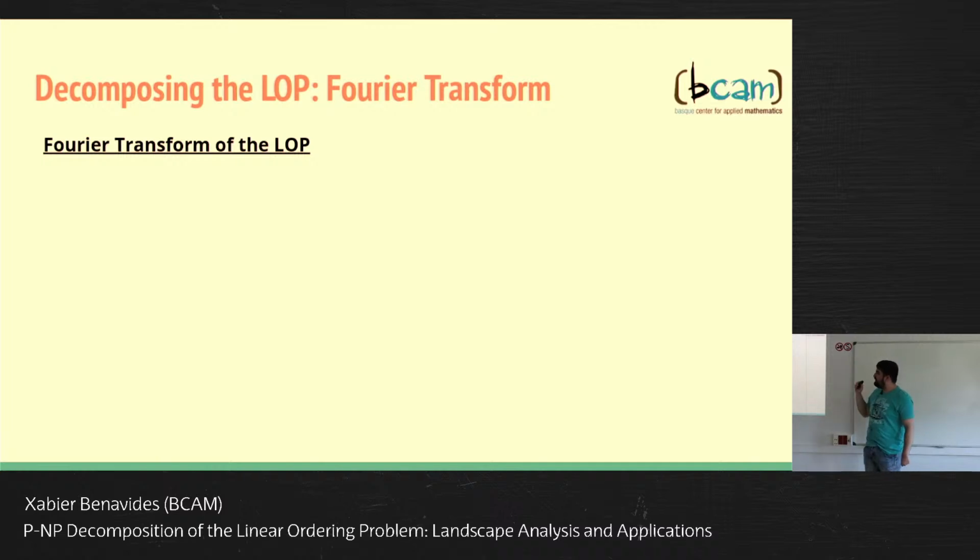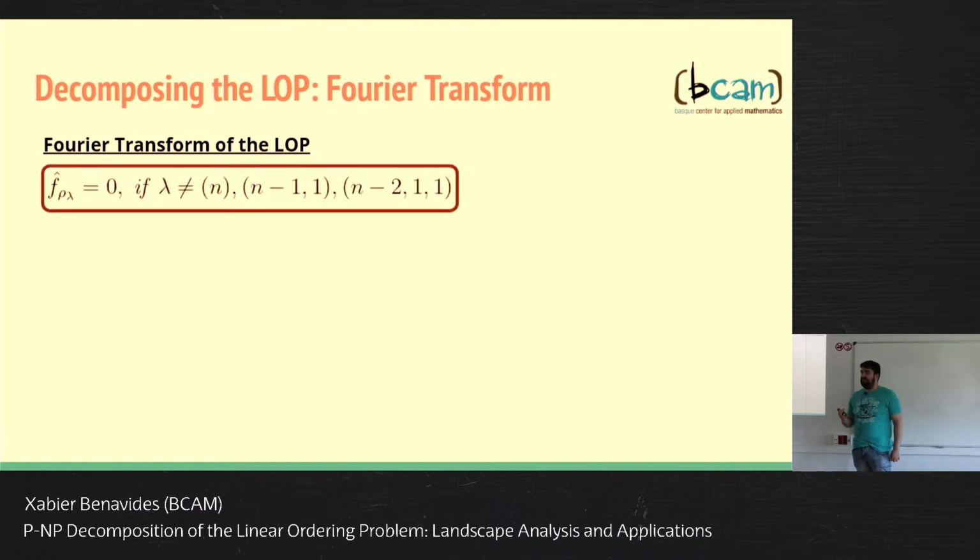So, if we perform the Fourier transform of the linear ordering problem, we will notice that there are only three Fourier coefficients that are not null, that are not zero. Those are the Fourier coefficients associated with the partitions (n), (n-1, 1), and (n-2, 1, 1). So this means that the linear ordering problem can be decomposed using just three functions.